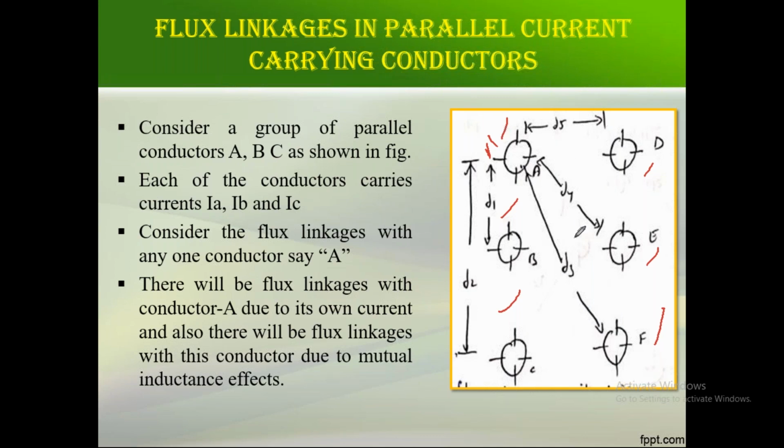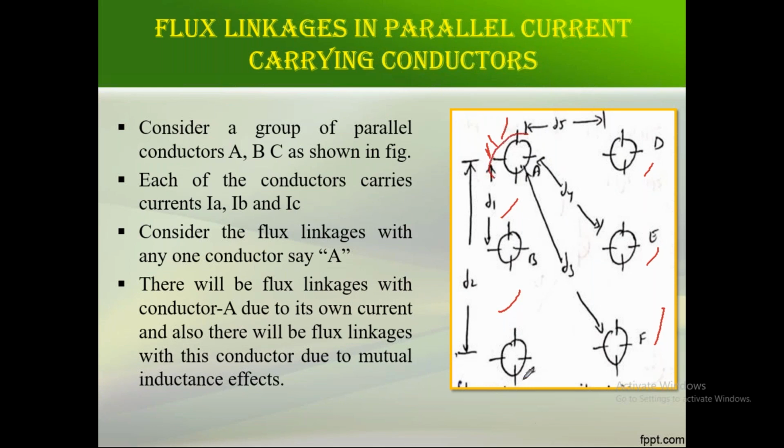Now, if we consider these two parallel circuits, circuit 1 and circuit 2, what will be the flux linkage with respect to one conductor? Let me derive this. I am considering only circuit 1. Consider a group of parallel conductors A, B, C, which are the R phase, Y phase and B phase. Each conductor carries currents IA, IB, IC. Now I am going to find the flux linkage of A.